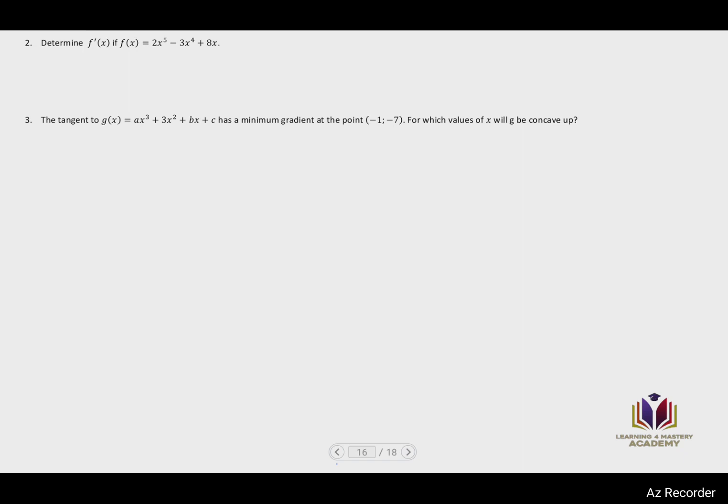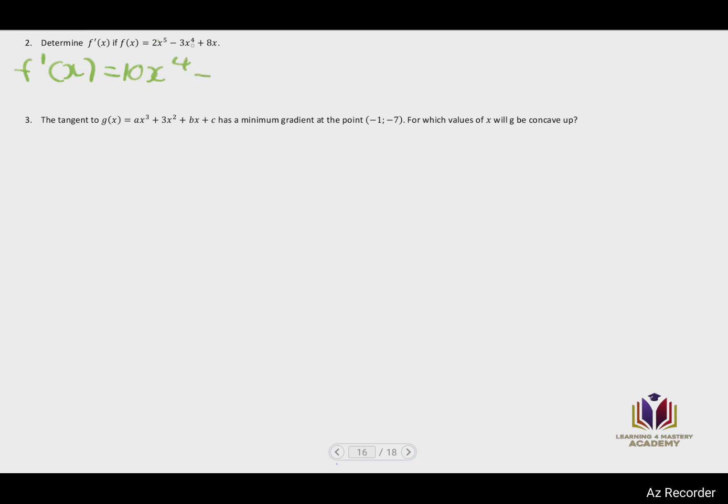Next question, very straightforward. No first principle needed here. We're just going to derive this equation. So they want the first derivative. We're going to say first derivative is equal to the 5 multiplied with the 2, because it's always the exponent multiplied with the coefficient. 5 times 2 gives you 10. You're going to have 10x. 5 you subtracted by 1 gives you 4, right?